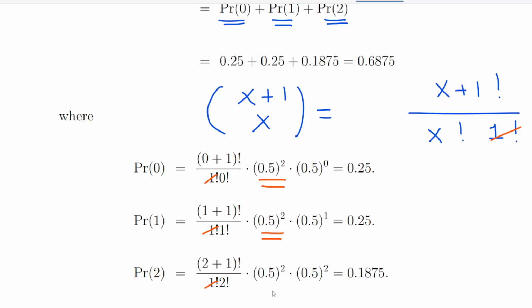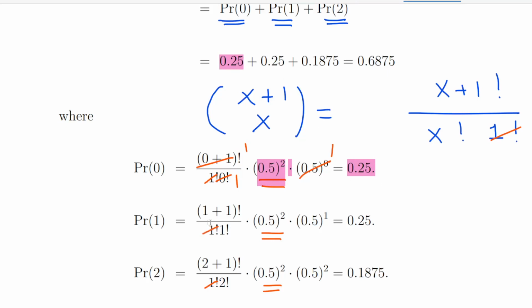0.5 squared will come up the whole way through as well. So that is going to be consistent. Here at the end we have 0.5 to the power of x, so it's 0.5 to the power of 0, 0.5 to the power of 1, and 0.5 to the power of 2. Okay, so fairly consistent the whole way through. So the probability of x equal to 0, that is 0 plus 1 factorial, which is simply 1. And 0 factorial is also 1, so that works out to be 1. Here we have 0.5 to the power of 0, that's 1. So all we end up with really is 0.5 squared, which is 0.25. Okay, so that's where we get that.